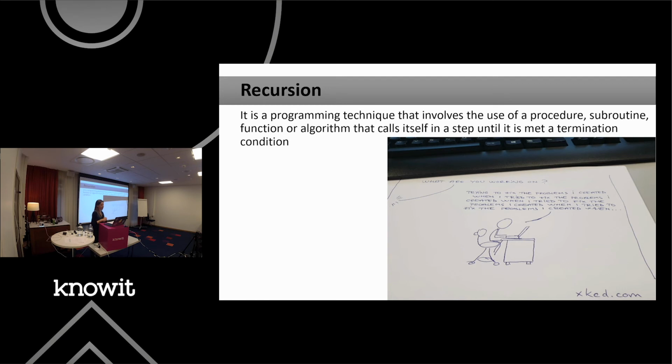We can have two types of recursion: direct recursion and indirect recursion. Direct recursion is when a function calls itself, and indirect recursion is when we have two functions that call each other.